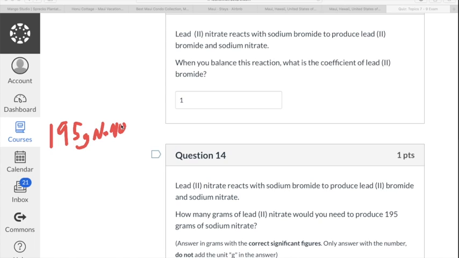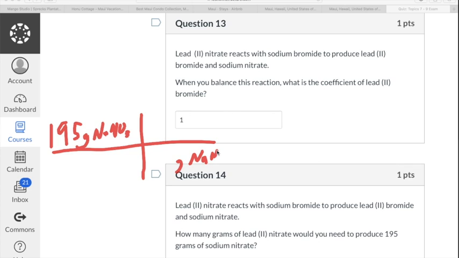So I'm trying to write pretty small here. Sodium nitrate. I am in grams, and I need to go to moles, so I'm going to write down my grams, however many grams of sodium nitrate this is. I can figure this out in my calculator.